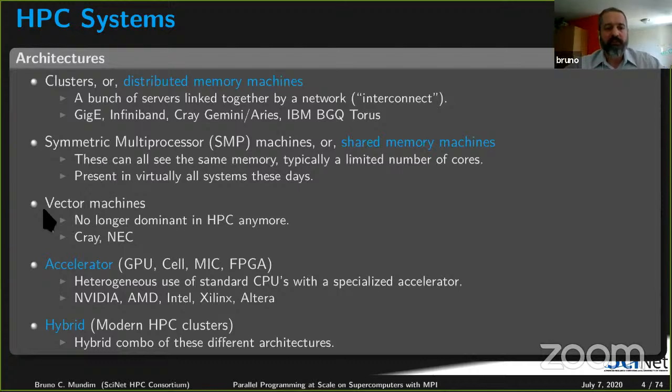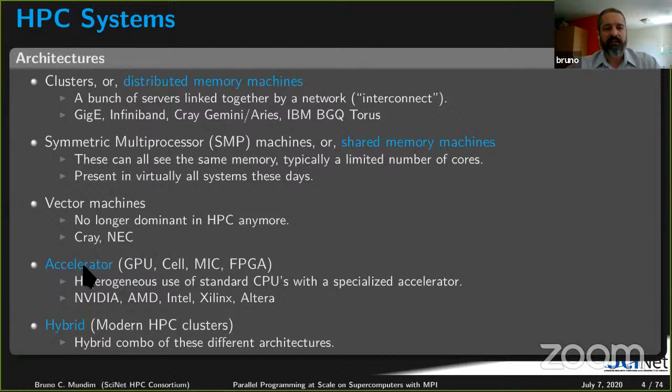Also, in the past, the granddaddy of all these machines used in HPC, in high-performance computers or supercomputers, is the vector machines. Those vector machines would do computation on a very large vector of data at the same time. They are no longer dominant in high-performance computing anymore, but we still have a niche that is useful. And the main players nowadays are Cray and NEC.